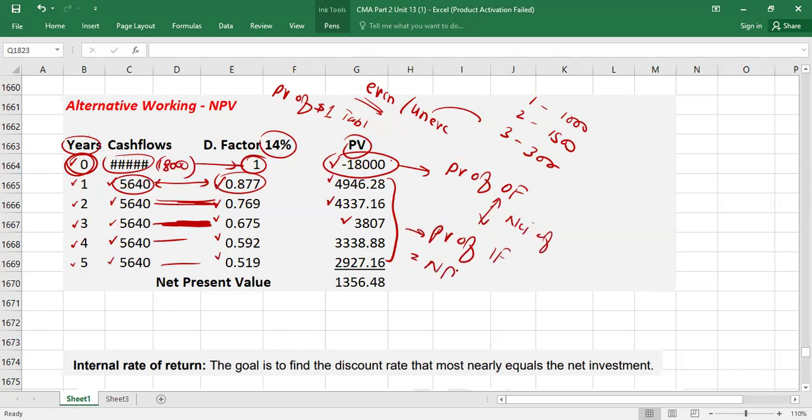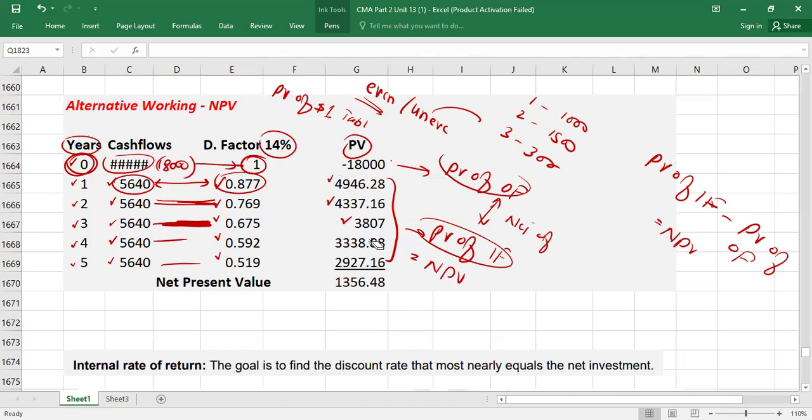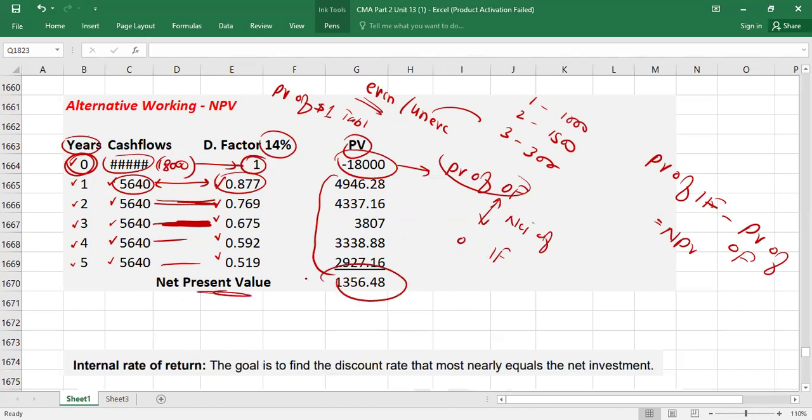Now if I net off these two values, this is called NPV. So what is NPV? It's the present value of inflow and present value of outflow. Once you net off these two values, this is called NPV. Or simply you can write it this way: present value of inflows minus present value of outflows equals your net present value. So all these positive values you add, and this negative value you deduct. You will get a positive NPV because the answer is positive.